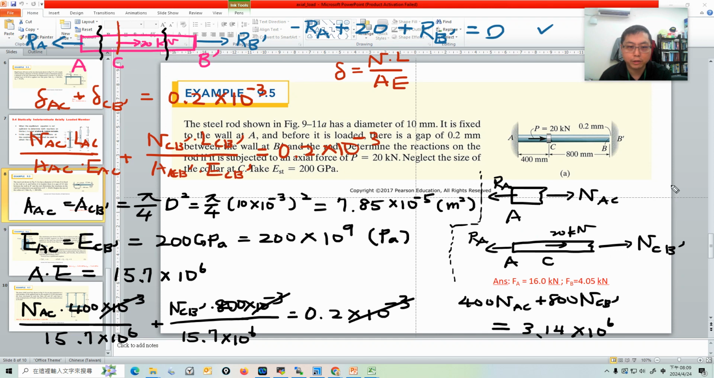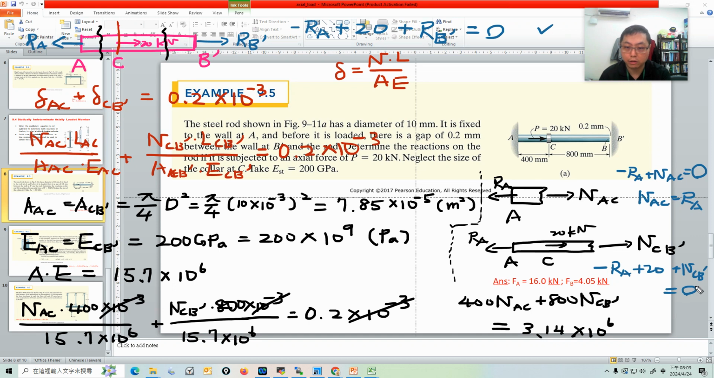What does this tell you? Very important: minus RA plus NAC is equal to zero. This tells you NAC is RA. And here, what does this tell you? It's rigid body equilibrium, right? Don't forget. So minus RA plus 20 plus NCB is equal to zero.